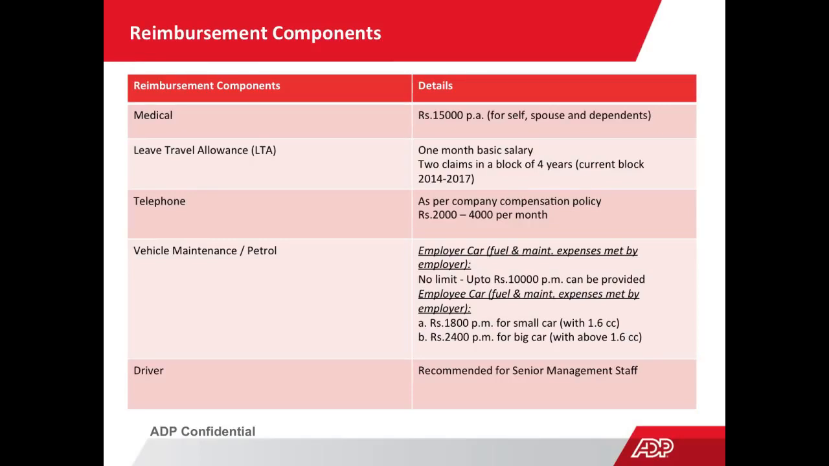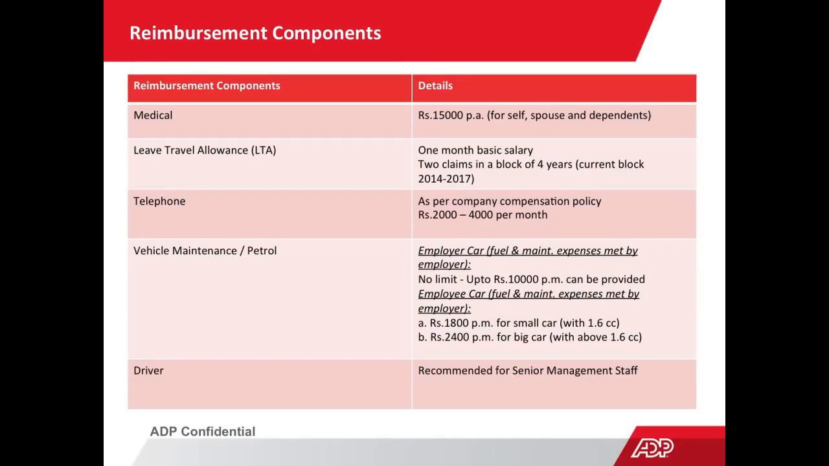Then for vehicle maintenance and petrol, we are dividing it into 2 categories: employer car and employee car. Let's take the employer car. If the expenses are made by the employer, if any fuel and maintenance expenses are paid by the employer, then there is no limit for petrol and vehicle maintenance. Any amount can be provided. But for practical purposes, we have seen people claiming up to a maximum of 10,000 per month under vehicle maintenance and petrol, depending on the usage of the petrol by the employee for official and personal purposes.